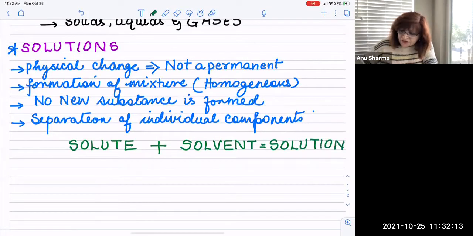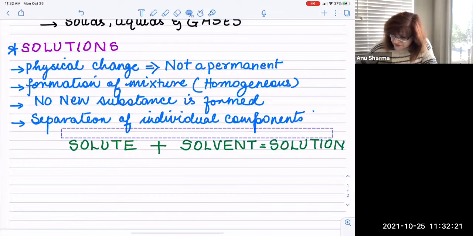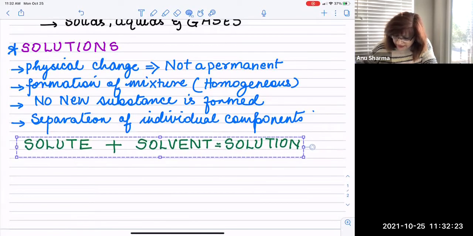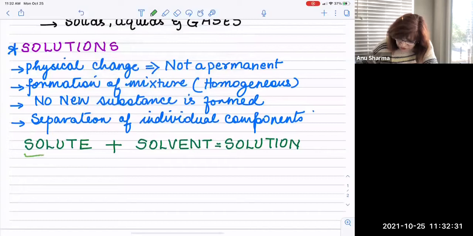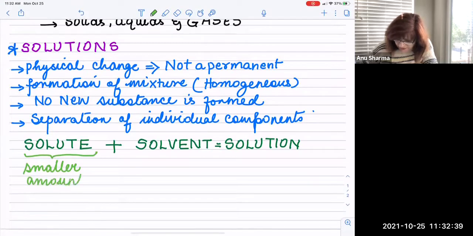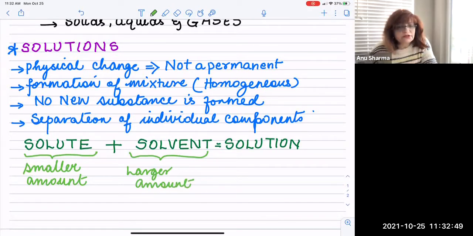You see that solute has fewer letters, so that's how I remember it: solute is smaller in amount and solvent is bigger in amount. The solute is always going to be the smaller amount, and the solvent is in larger amount. And then they form a solution together.